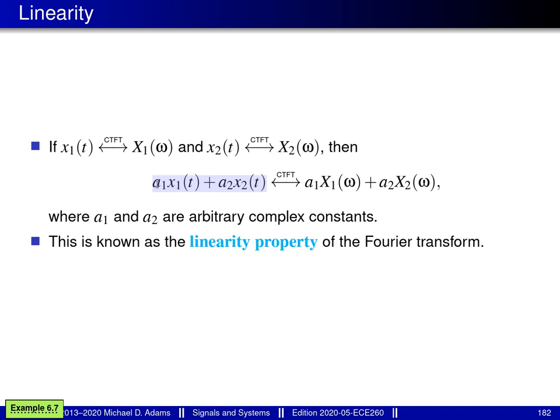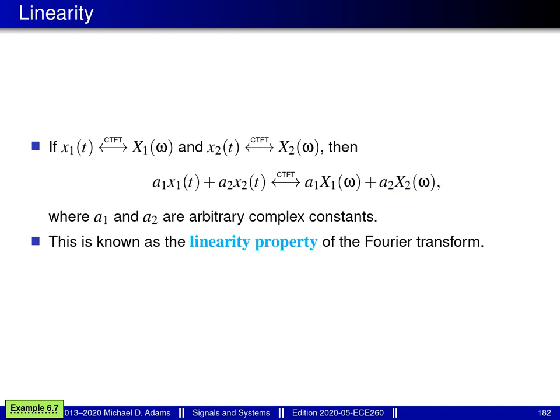In other words, the Fourier transform of a summation of this particular form here, where a1 and a2 denote arbitrary complex constants. And in particular, the Fourier transform of this particular linear combination is the corresponding linear combination of the individual Fourier transforms big X1 and big X2.